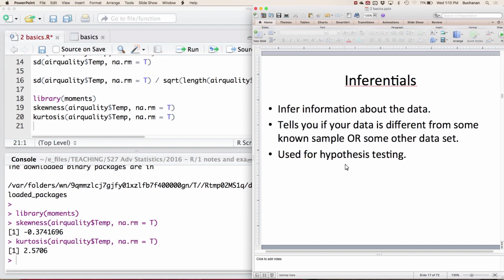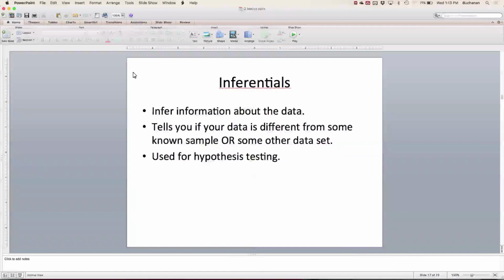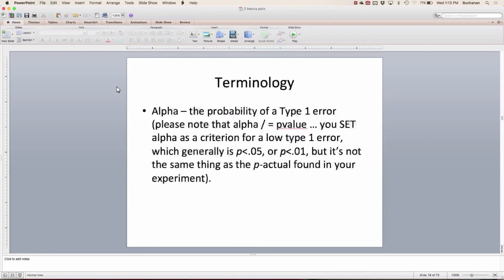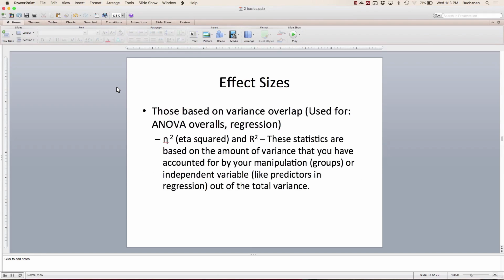So a little bit on inferential. So most of this is actually just going to be talk. Yeah. I lost where I was. Sorry. Hold on. Too far.